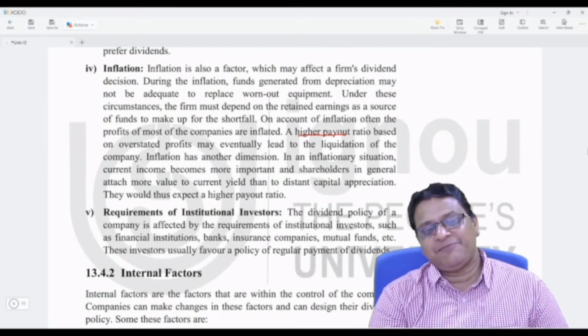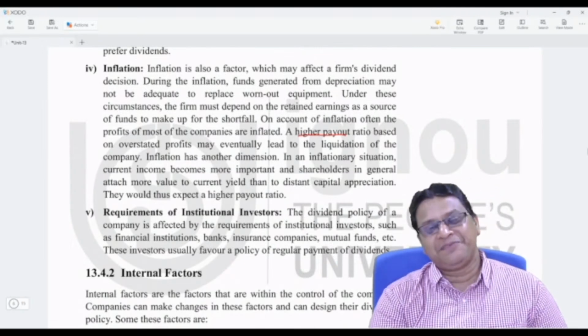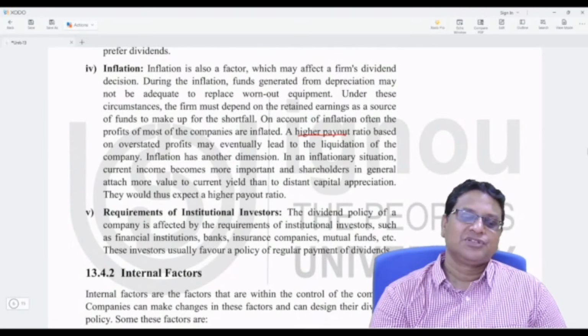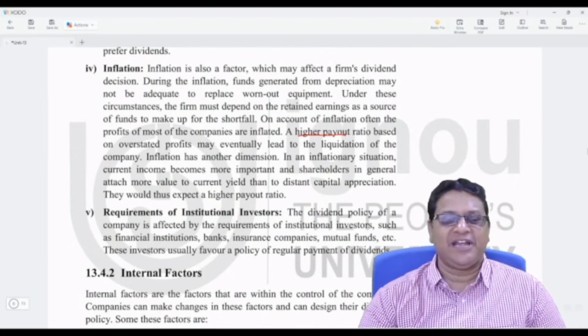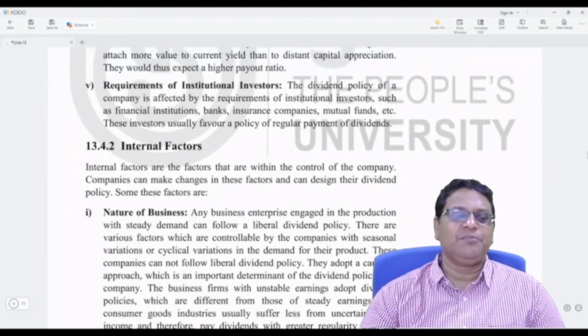But if the inflation situation is within control, inflation is within limits, in that case, more and more dividend should not be paid. In that case, a small increment in dividend will be sufficient to maintain a stable dividend policy.